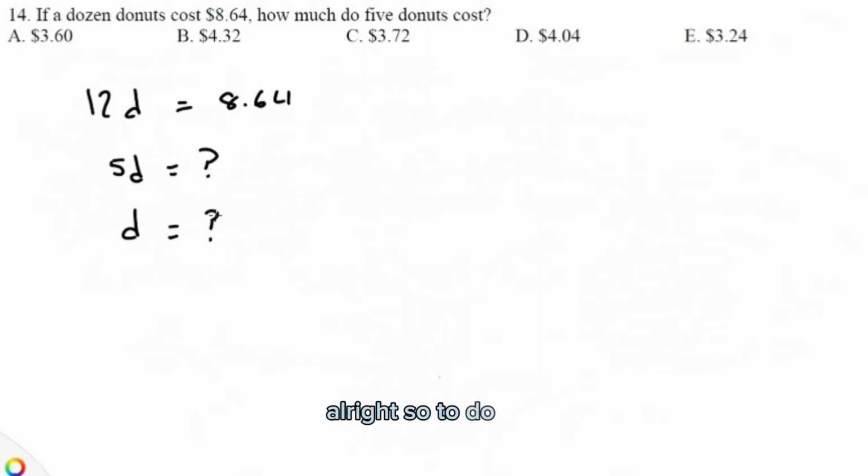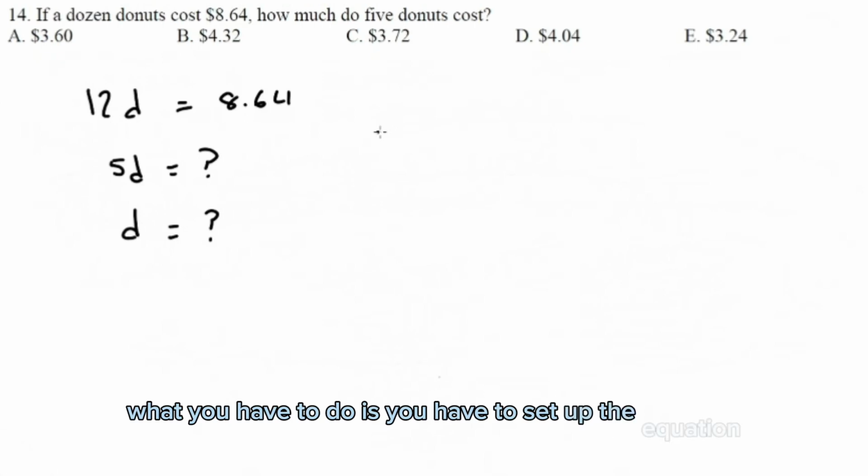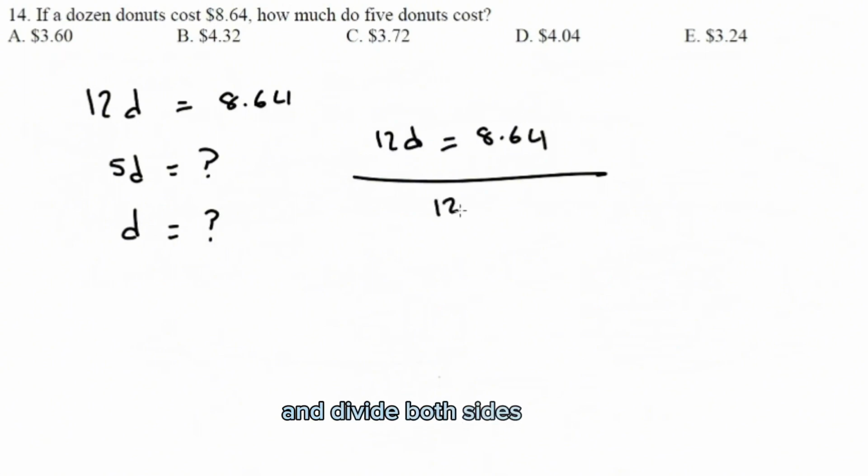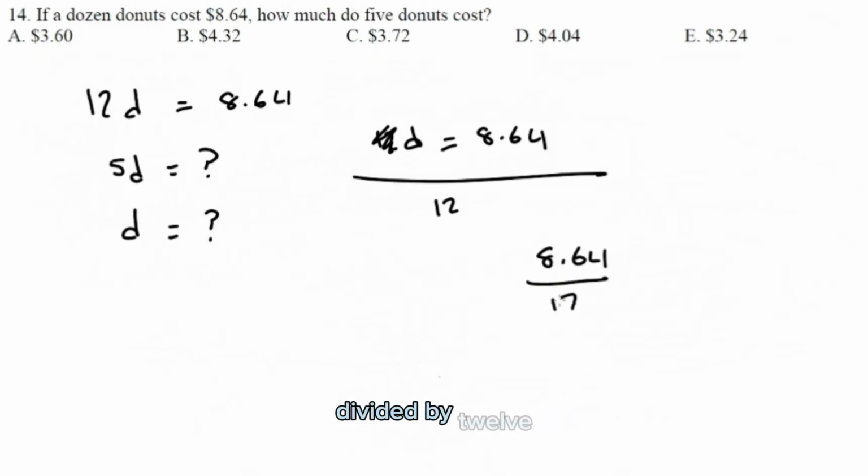Alright, so to do this, you have to set up the equation 12D is equal to 8.64 and divide both sides by 12 to get rid of this coefficient in front of the D. So we just do 8.64 divided by 12. 8.64 divided by 12 is equal to 0.72. Alright, so 0.72 is our D value.